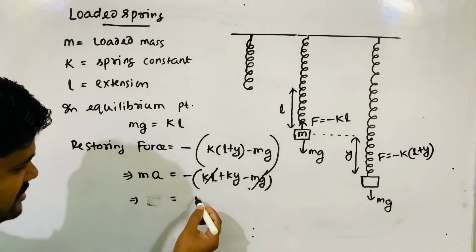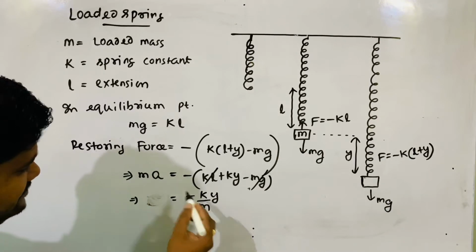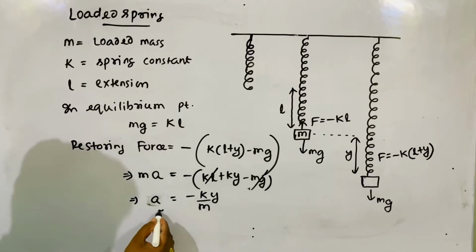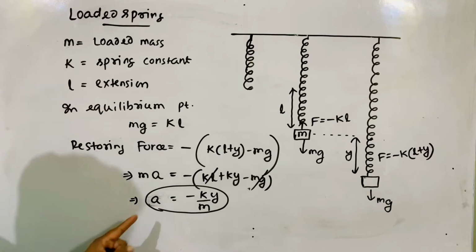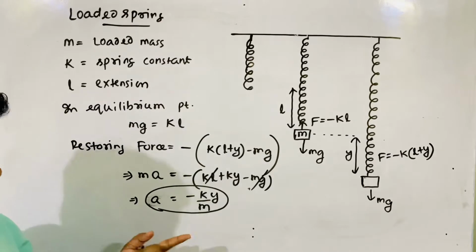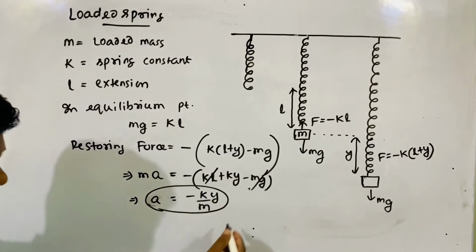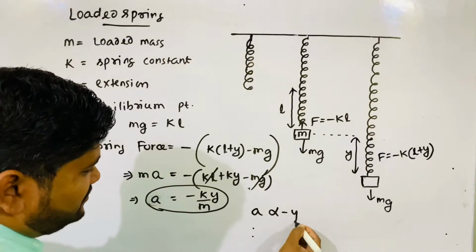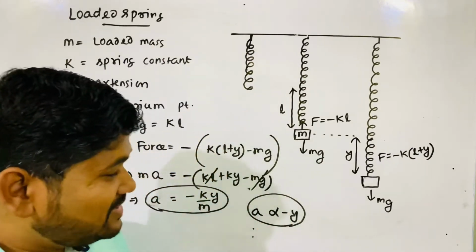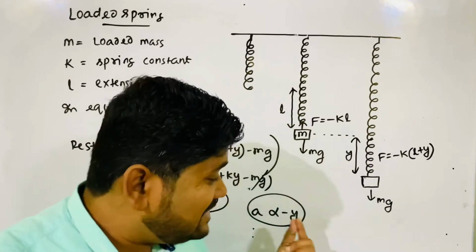So what is the acceleration now? It comes to minus k into y by m. So this is the acceleration. Just bring this m to this side. Now your work is over. How does acceleration depend on y? k is the spring constant, which is constant. Mass is also constant, the loaded mass. So now acceleration is directly proportional to minus y. What is the next line you should write? So the loaded spring executes SHM. This sentence you have to write.